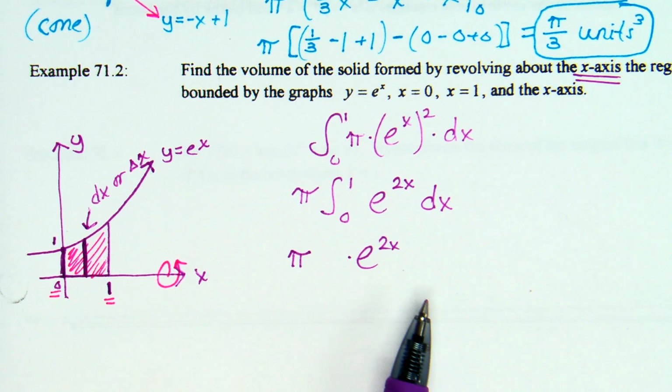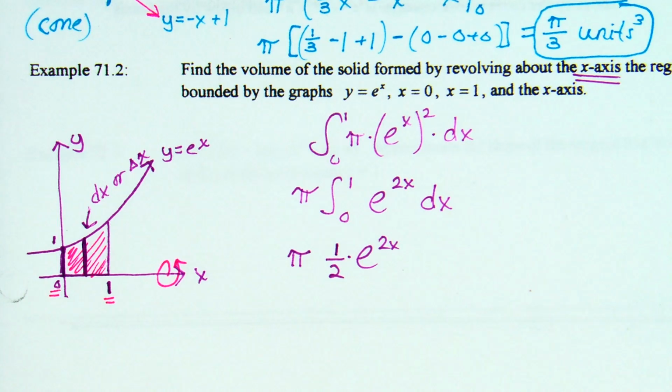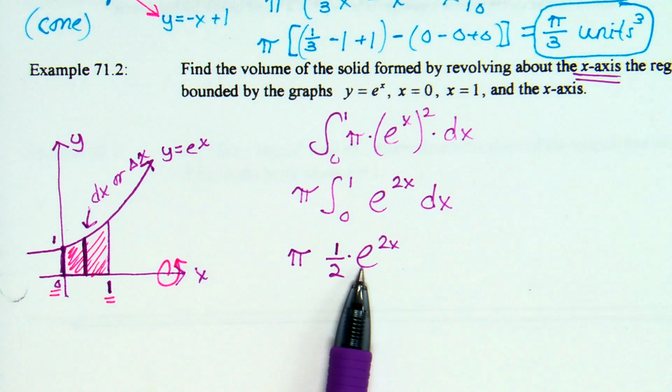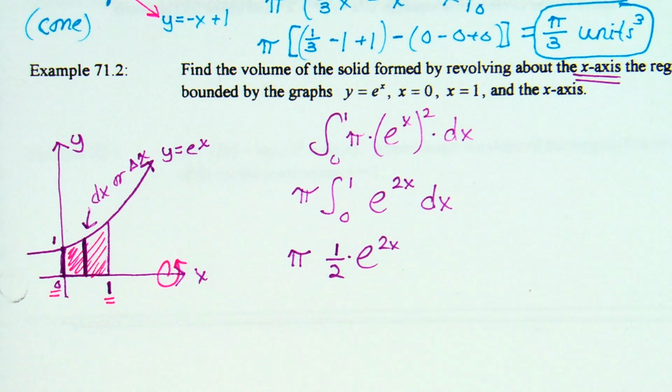That's the 1/2. So now the idea is, this is the integral of e to the 2x. If I took the derivative of 1/2 e to the 2x, I should get e to the 2x. Does that make sense? Yes, no? Maybe so.